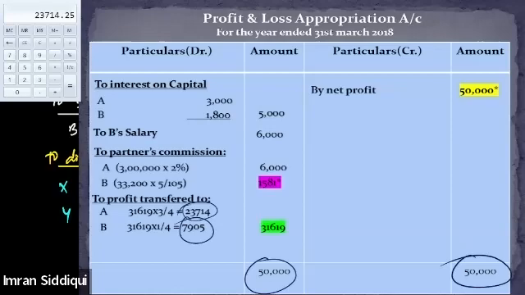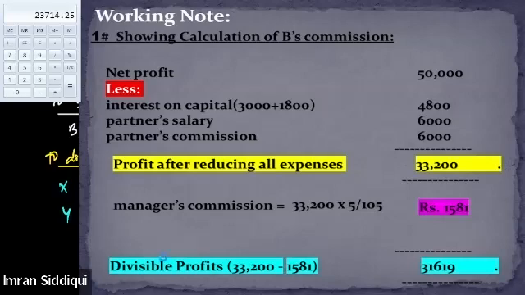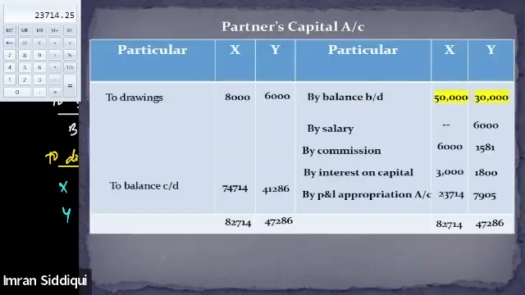Sir, for A, I got 74,714 and for B, 41,286. Okay, just a minute. Let me check. Is it the balance you are getting? 74,714 and 41,286. Yes, sir. Okay, good, great. Well then, that is the correct answer. All right, Evan. So this is it.